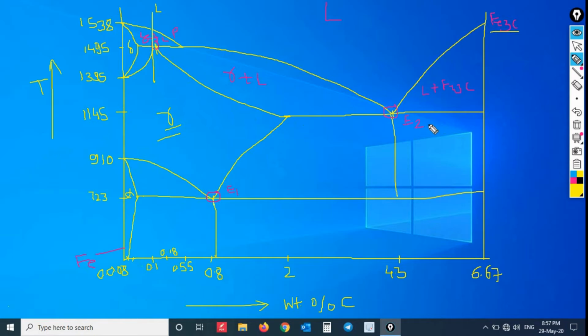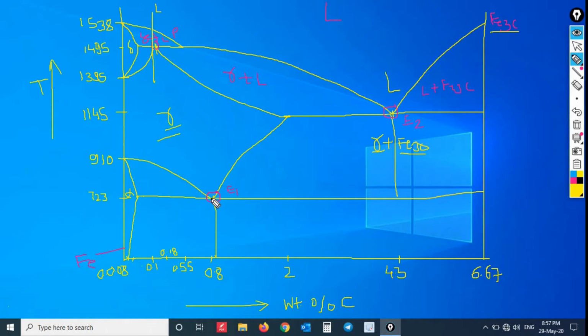Next, this reaction is called a eutectic reaction. At 1145 degrees Celsius and at 4.3% of carbon, what happens here? Liquid converts into two solids. Which are these two solids? Gamma plus Fe3C. One liquid gets converted into gamma plus Fe3C. This is called a eutectic reaction.